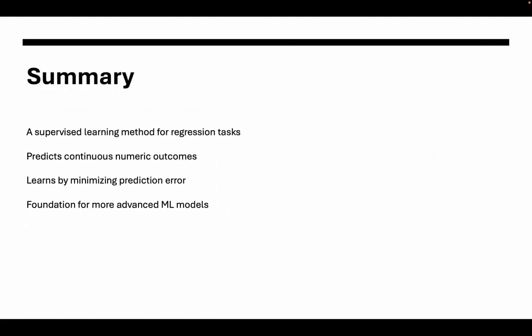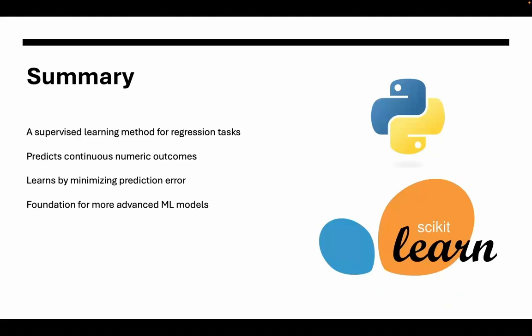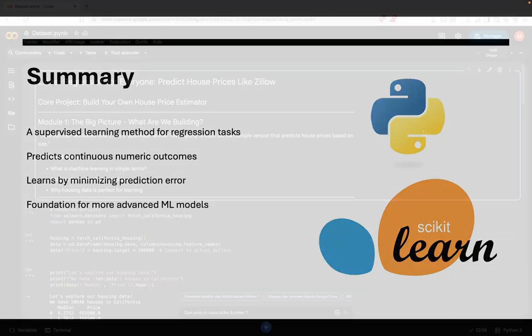To summarize, linear regression is a supervised learning algorithm used to predict continuous outcomes. It learns from labeled examples, adjusts itself to reduce error, and produces a mathematical equation that best fits the data. Although it's one of the simplest models, it forms the foundation of many modern machine learning techniques. Understanding it is a crucial first step toward mastering predictive modeling. Now let's start to build our first linear regression model using Python and scikit-learn.